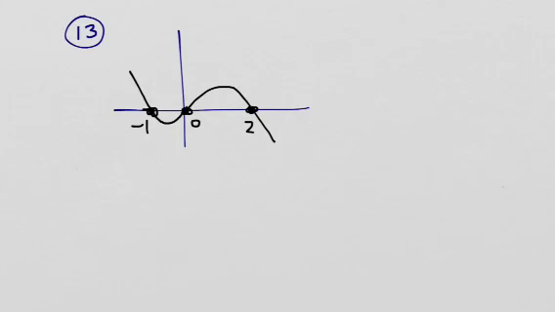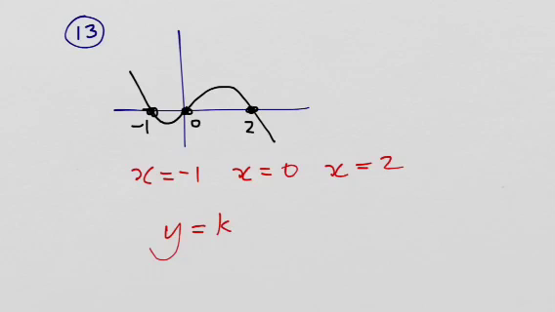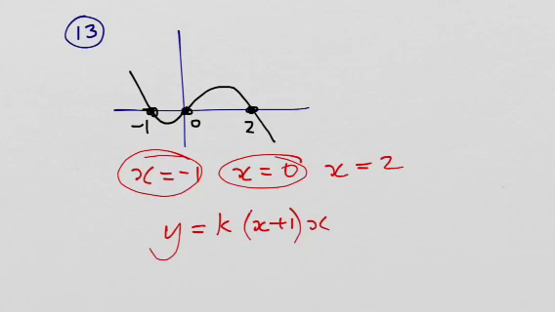Question 13. We've got a graph that crosses at x is -1, x is 0, and x is 2. So the cubic that gave that is y equals k times (x add 1) for this part, x for this part, and (x take away 2) for that part. Now you're also told in the question that it goes through the point (1, 2). So if you substitute 1, 2 in here, so if you put 2 in for the y coordinate and put 1 in for the x coordinate, then that will allow you to work out what the value of k is.